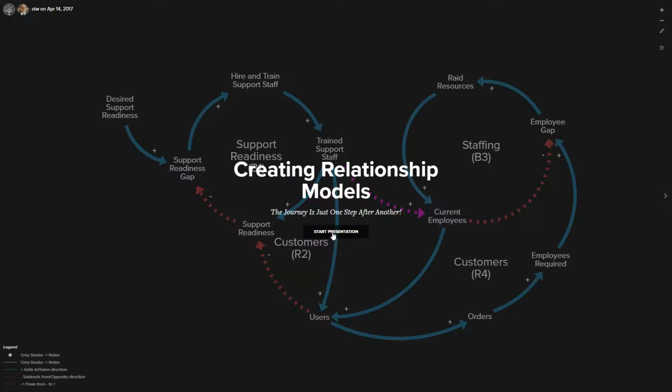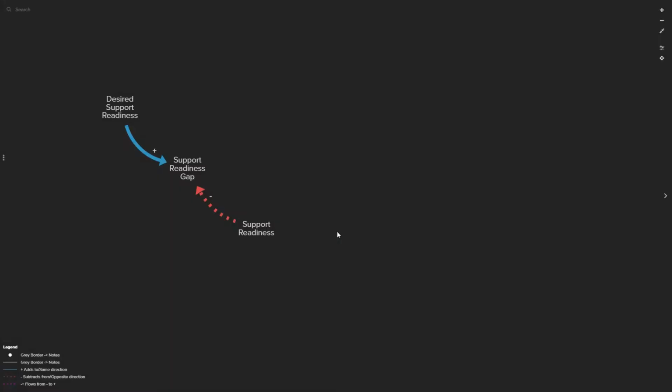Let's spend a few minutes and talk about creating relationship models. And for this example, I want to use a high-tech startup called Network Magic, which has recently announced a family of network routers that they brought to market at what the market considers a very favorable price point and a very nice functionality. And the company is growing very rapidly.